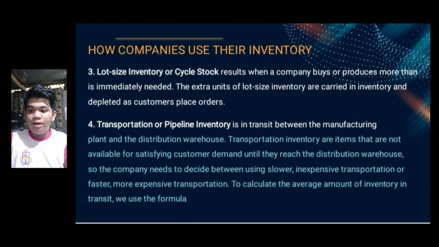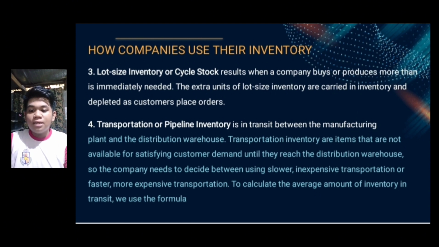Number 4, transportation or pipeline inventory, is in transit between the manufacturing plant and the distribution warehouse. Transportation inventory are items that are not available for satisfying customer demand until they reach the distribution warehouse. So the company needs to decide between using slower, inexpensive transportation or faster, more expensive transportation.